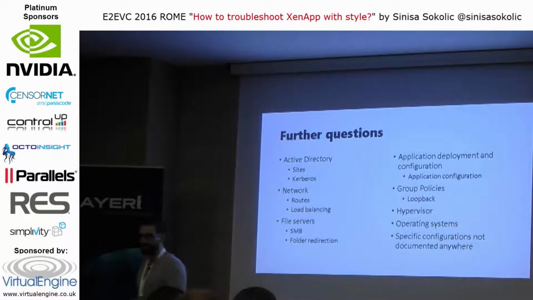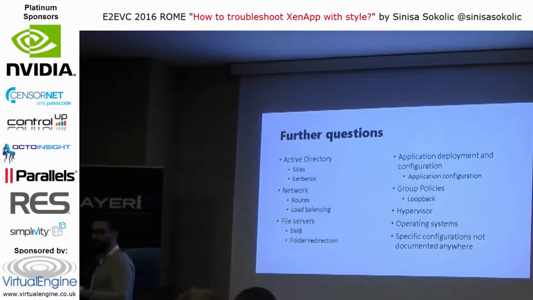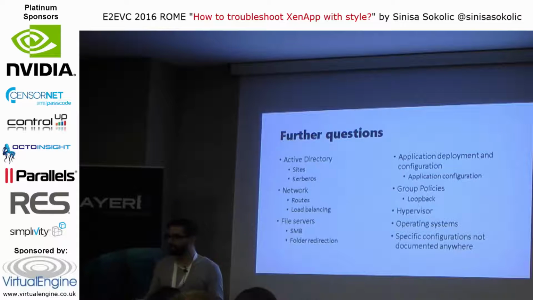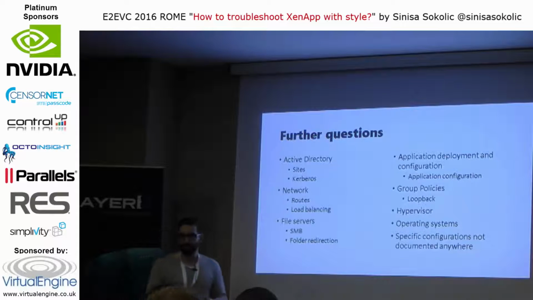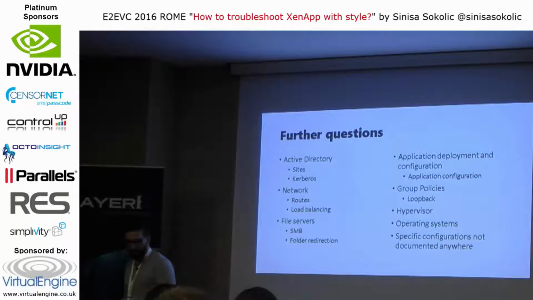So maybe Kerberos, where you will get problems with Citrix Receiver logons or StoreFront or something like that. And also you should look at network settings, like maybe someone changed routes during operation, or the load balancer is not doing things like it should, or file servers, if you have folder redirection, doing things during logon or during operation. These are all things that can produce very severe problems, and that's also something that you should look at if you are asking questions and arriving at the customer side.